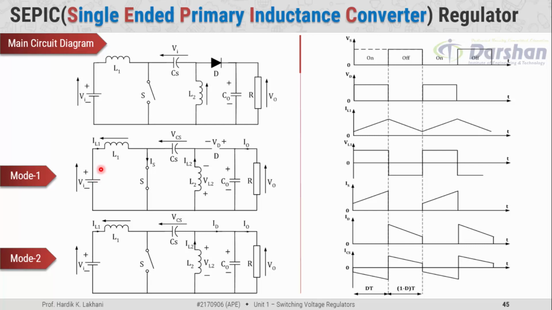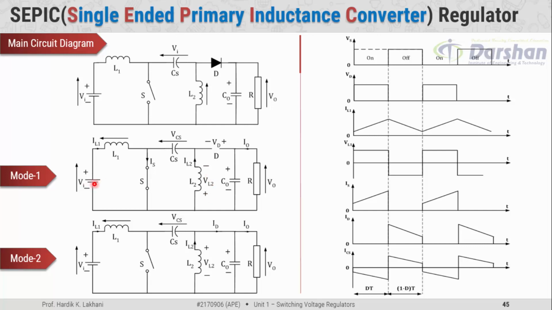At the input side, the current starts from the positive terminal of the supply, passes through the inductor L1 and through the switch, and this is how the closed loop path is formed at the input side. The second current starts from this terminal of the capacitor, passes through the switch and through the inductor L2, and thus charges the inductor L2 with the polarity shown. The bottom terminal is positive and the upper terminal is negative.